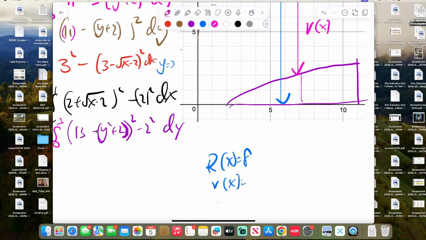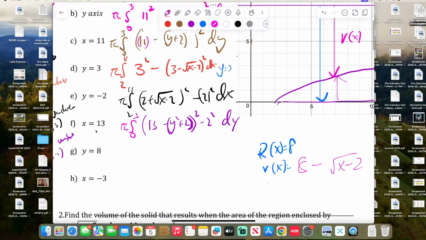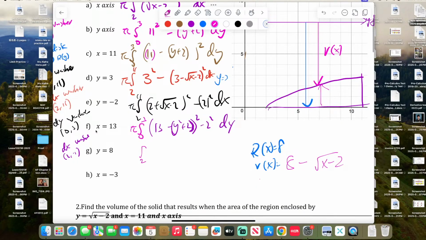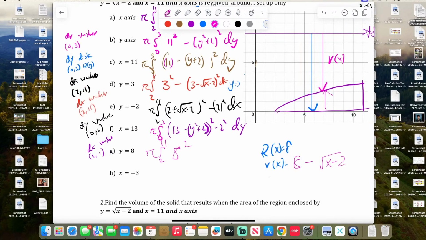Okay, so this part is this, right? So that's the function. It has to be 8 minus the function, which is x minus 2. That's going to be from 2 to 11. Sorry, my handwriting is going to be pretty bad. It's going to be 8 squared minus 8 minus x minus 2, and then square, dx.